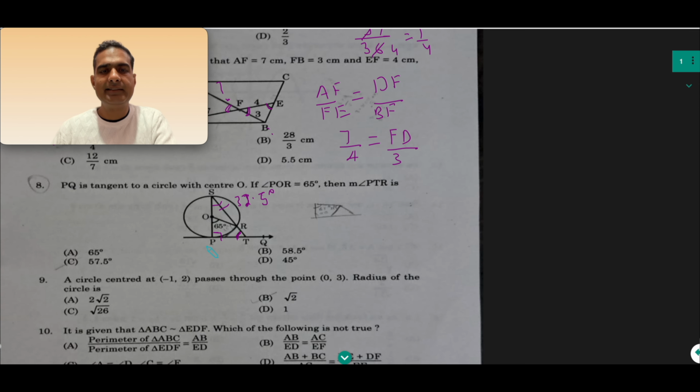And triangle SPT is a right angled triangle in which one of the angles which is not 90 degrees is 32.5 degrees. So the other angle will be equal to 90 minus 32.5 degrees, that is 57.5 degrees. So the value of the angle PTR is 57.5 degrees. So this was a beautiful question involving the concept of angle subtended by an arc at the center and at the circumference, and a right angle triangle also.